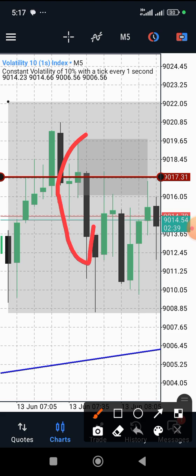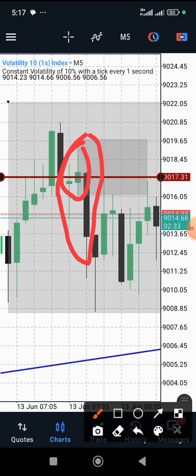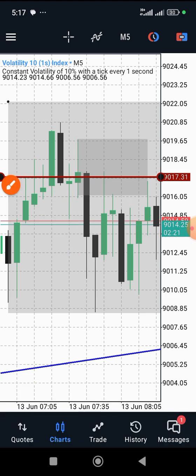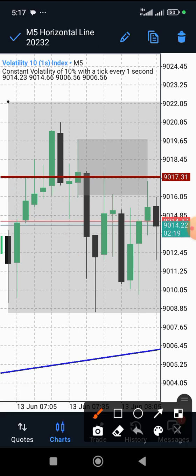So this is a bearish engulfing candlestick. So this is the smallest candlestick. The smallest candlestick there, you put the horizontal line at the center of it. So you put the horizontal line at the center of the smallest candlestick of the order block.